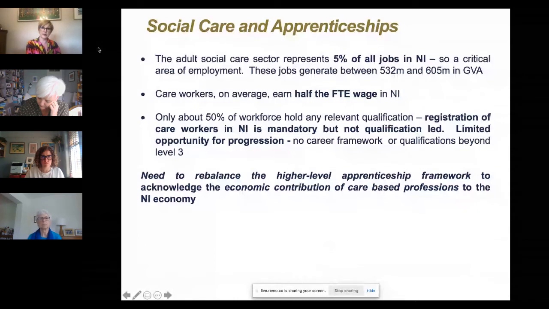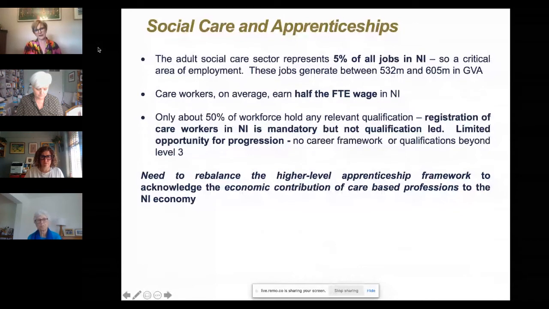These are mostly women workers. They're really poorly paid. So on average, they earn half the FTE wage. Only about 50% of workers hold any relevant qualification, and most of them are employed by the statutory sector. So the majority of those employed by the independent sector don't hold any qualifications. So addressing this issue of qualifications and so on in social care would make a huge difference to addressing gender inequality in the workplace. There's a real need then to rebalance the higher level apprenticeship framework to acknowledge the economic contribution which care-based professions make to the Northern Ireland economy.